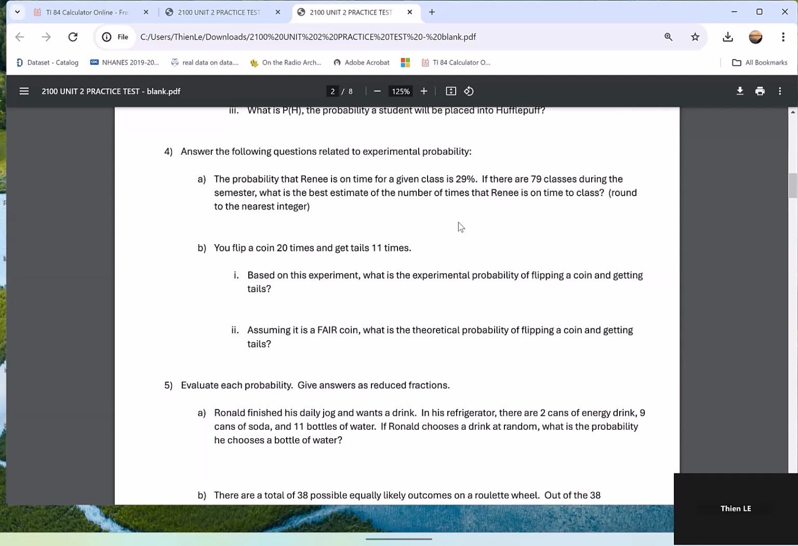So here, the probability she is on time is 29%, right? So basically, in this case, if she has 79 classes, the number of classes she is on time will be just 79 times 29%, right? And if you do the math, it should give you about 22.91. You need to calculate the number on time, so you have to make it to the nearest integer. So in this case, it will be 23.